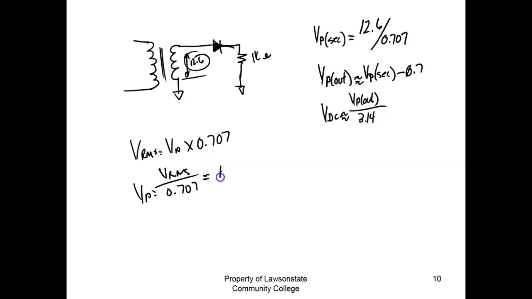0.8. Anybody else got that? Now I'm going to put VP. I'm putting VP because now it's not RMS, right? You understand that? So VP out is going to be equal to 17.8 minus 0.7. Why? Because we're dealing with a silicon diode. Is it exactly 0.7? No. But it's close enough to know that we're going to get a pretty good answer, right? You understand that? So what would VP out mean?